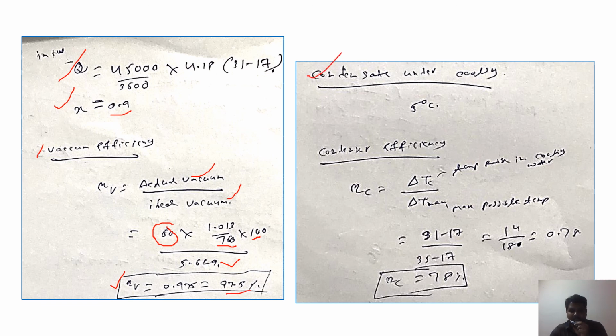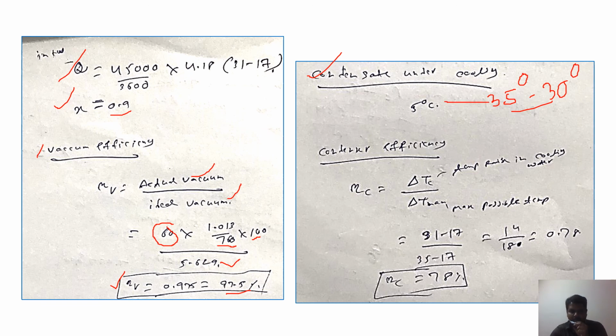The next one is condensate undercooling. In the problem they have already given the condensate temperature as 35 degrees, and the hot well temperature is 30 degrees. So the difference is 5 degrees.